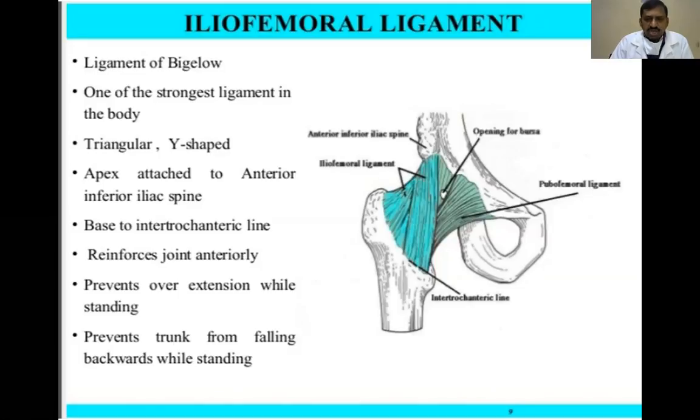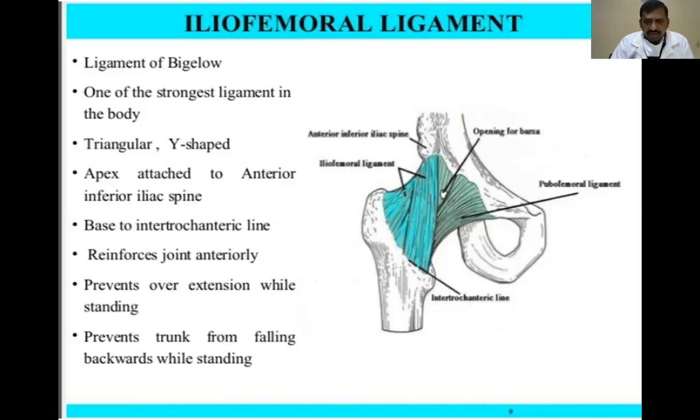That is why, from an examination point of view, the iliofemoral ligament is very important when compared with the other two ligaments, the pubofemoral and ischiofemoral ligaments. This is a thick, strong ligament, and it prevents the trunk from falling backwards while standing. That is the most important function of the iliofemoral ligament.